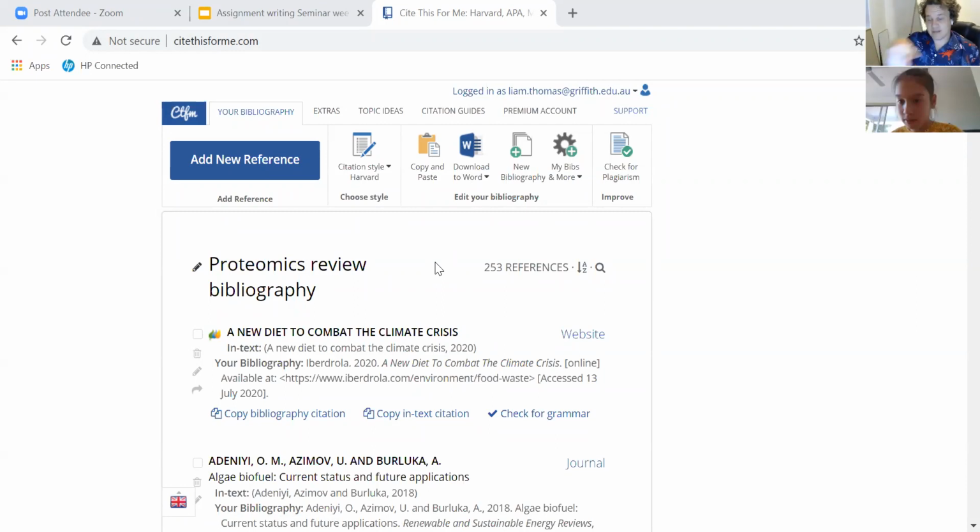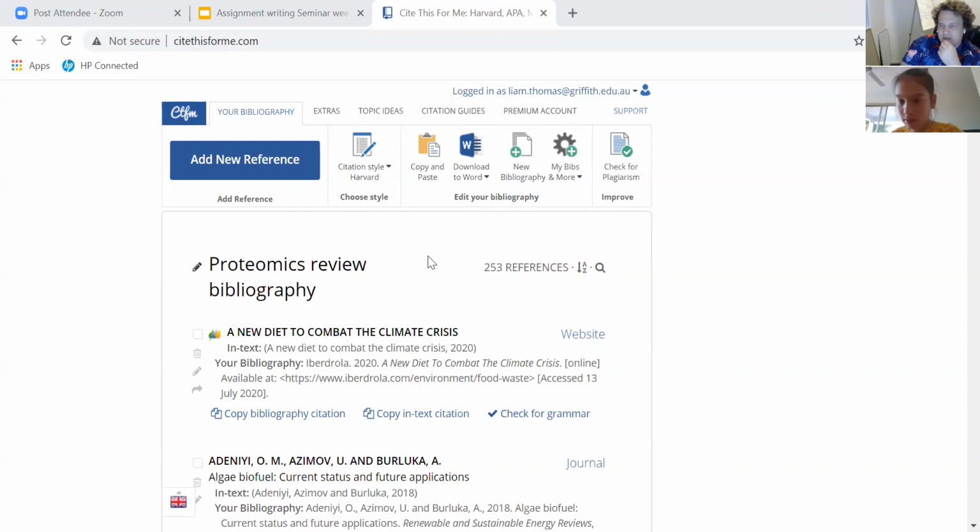So this literature review had 253 references. On average, it would have taken me 3 or 4 minutes to build every single one of these by hand. That's a lot of time. It's 1,000 minutes, so the better part of a day to put it together.